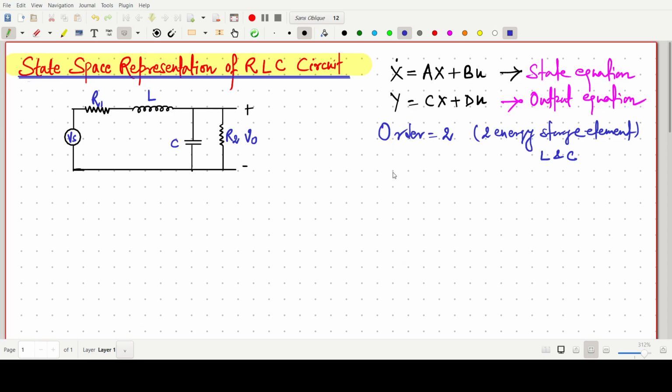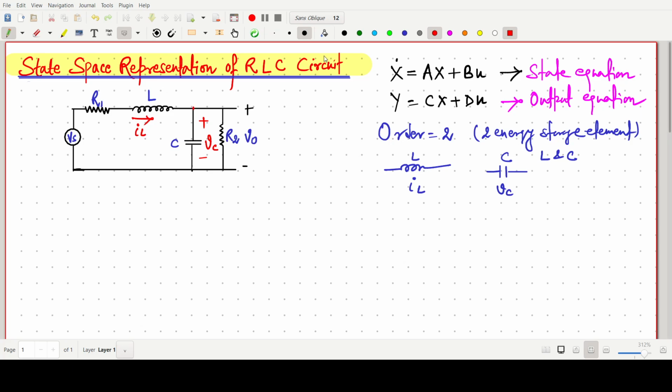Now, as in the last video, if there is an inductor, we have to take IL as a state variable, and if there is a capacitor, we have to take VC as a state variable. Then we have to think about this circuit. So IL is a state variable and VC is the other state variable, two state variables, second order system. IL current is flowing, so the same current will flow through this resistor.